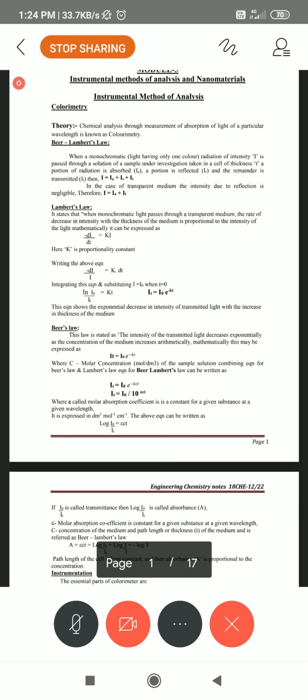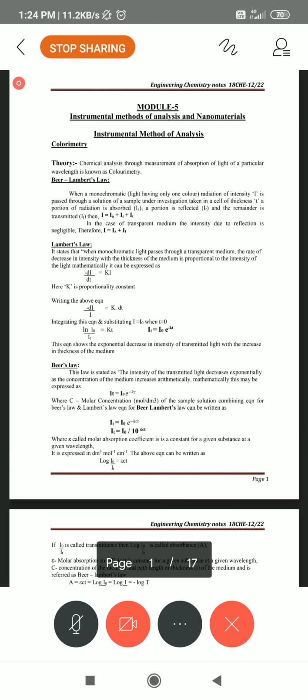Those are the Beer-Lambert's law. According to this law only, the instrument will work. The instrument's absorption of the light radiation, followed by the emission also, is only under the Beer-Lambert's law. So far, it satisfies the Beer-Lambert's law.